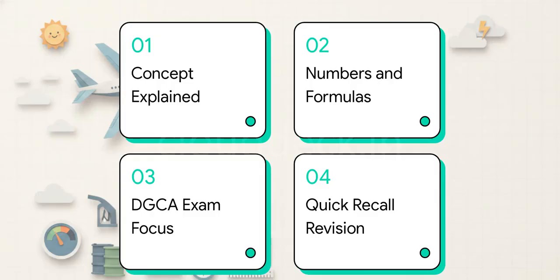Here's our flight plan for this session. First, we'll decode the core concepts. Second, we'll tackle the exact mathematical formulas. Third, we'll look at some DGCA exam trick questions. And finally, we'll wrap up with a rapid-fire revision to lock it all in.